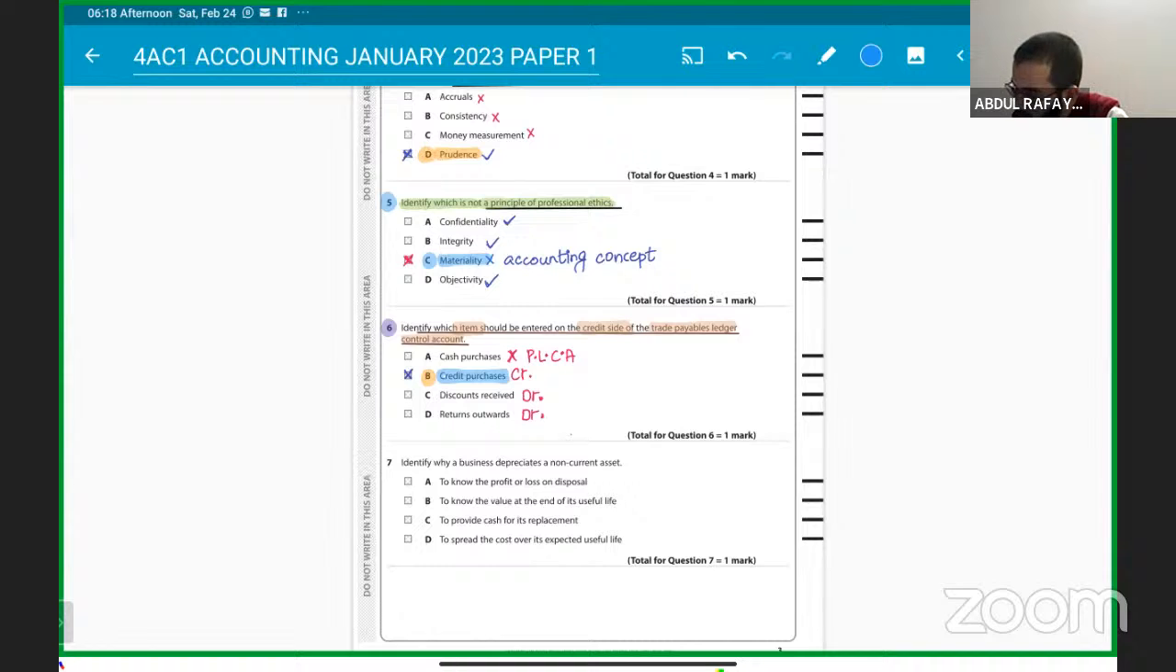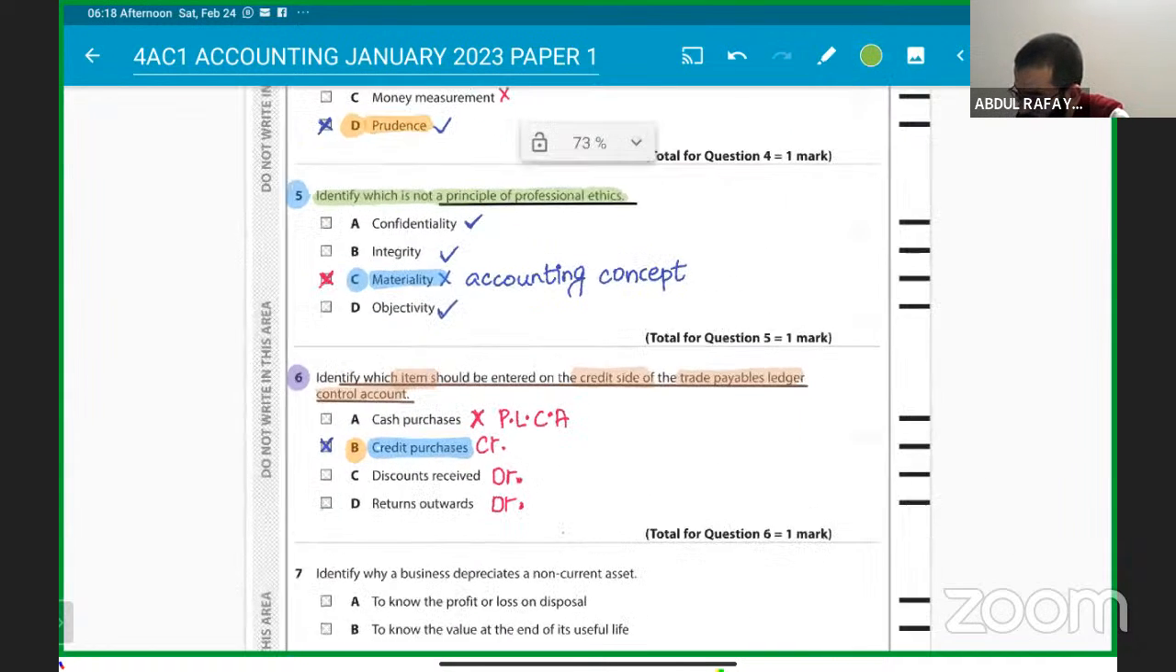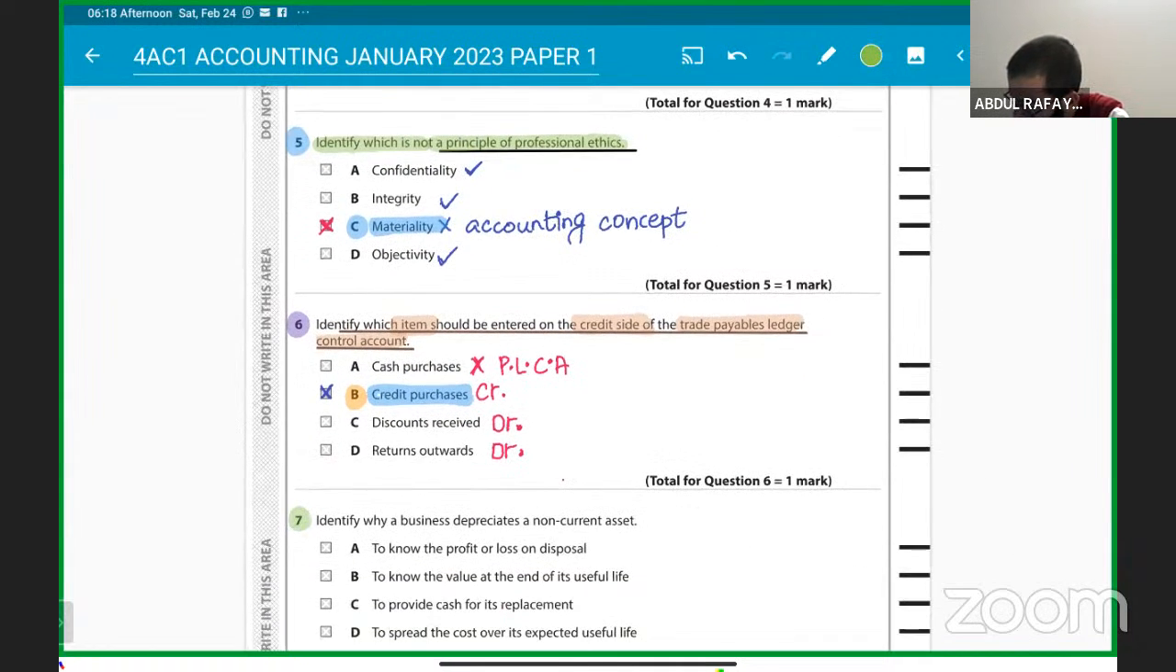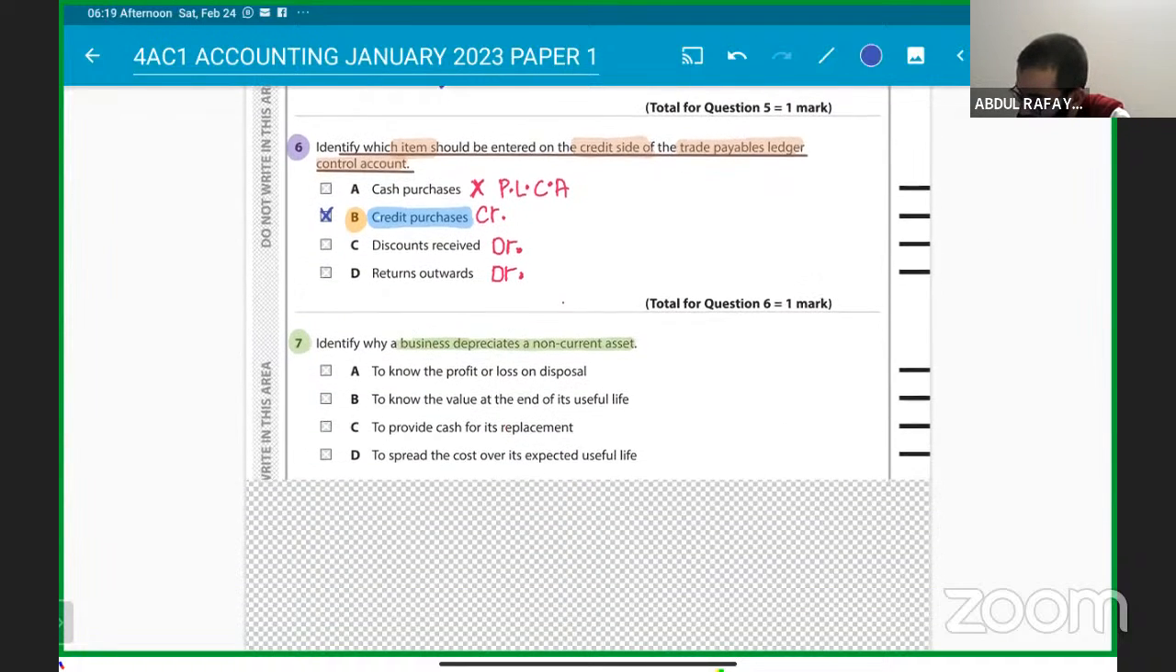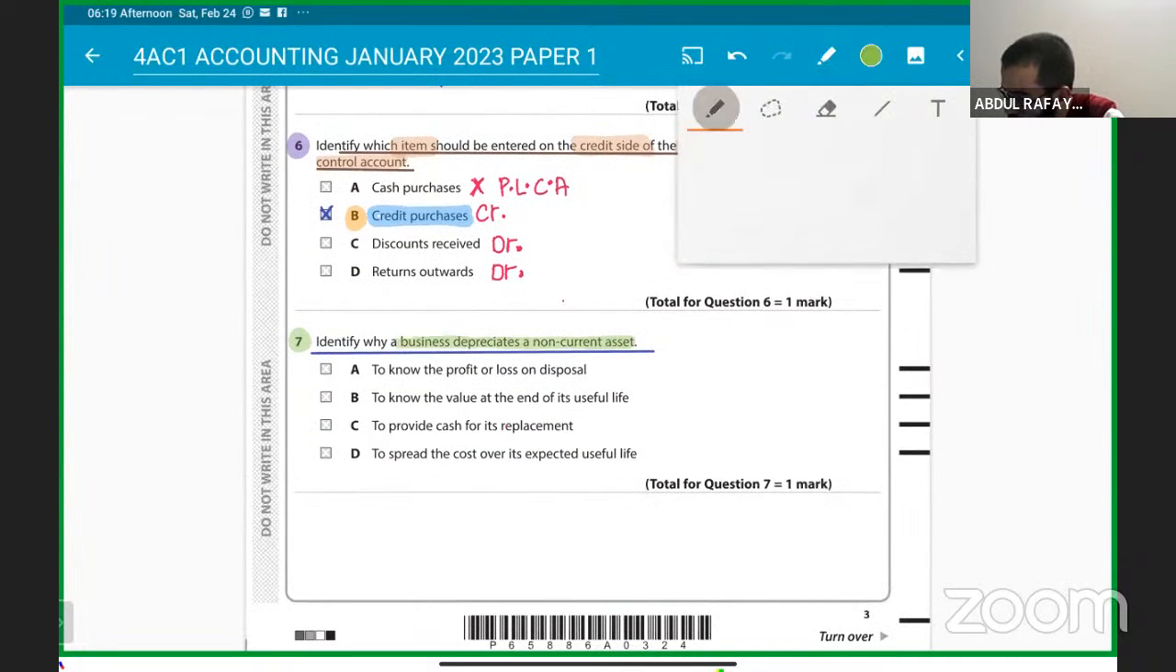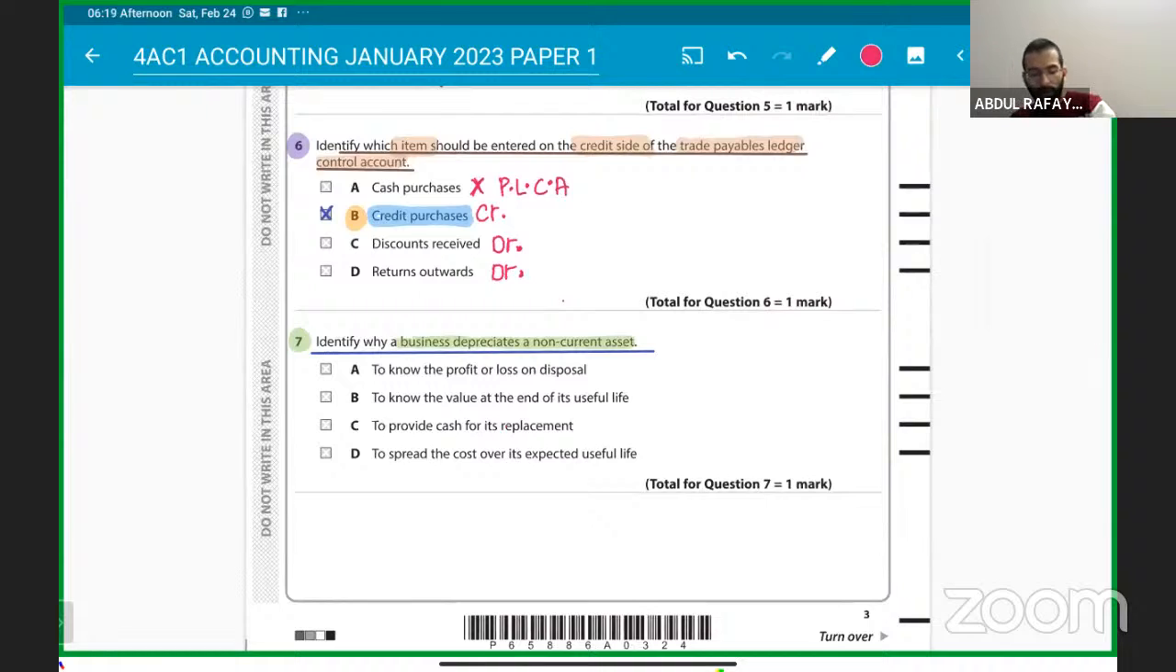Question number 7 asks us to identify why a business will depreciate a non-current asset. It's simple: why are we doing depreciation for a non-current asset? It's basically to spread the cost over its expected life. So that is definitely the answer. We have to spread the cost of the asset over its expected useful life.